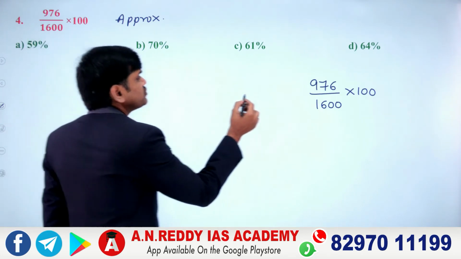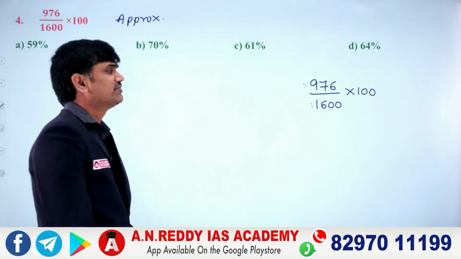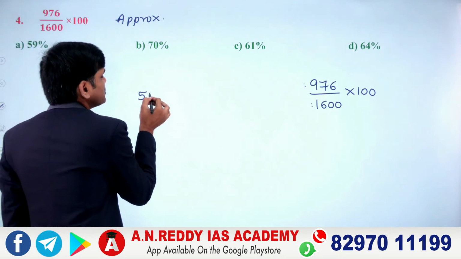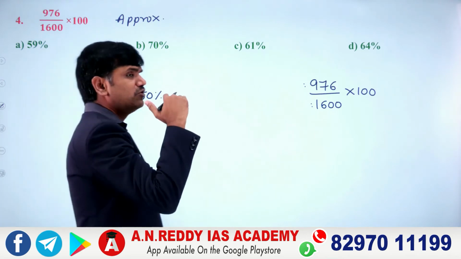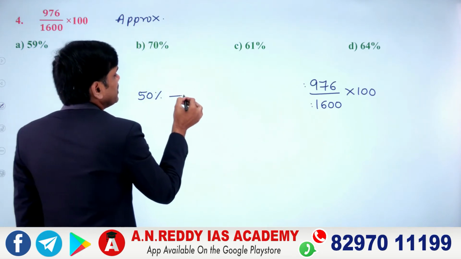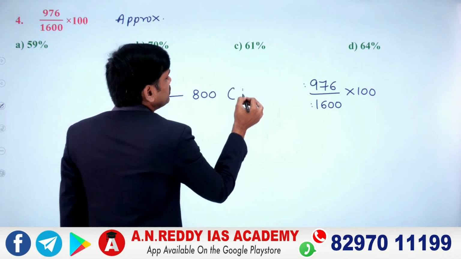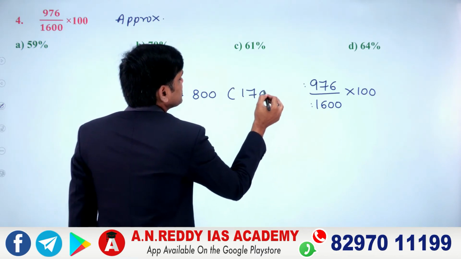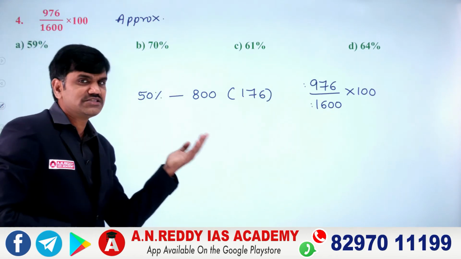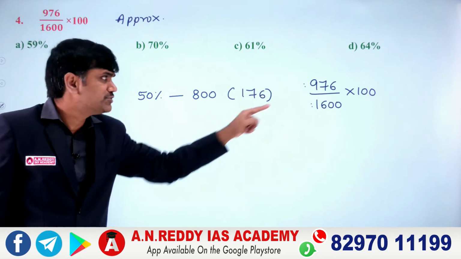So 976 by 1600 into 100. Now I am very much sure that it is more than 50% of this. So 50% of that will be how much? As it is not nearer, I will directly go back to 50%. From there on, I will start my analysis. So 50% of 1600 will give you how much? 800. How much more I should go, dear? 176 more I should go. From here on, I have to add 176 more to reach my target. For 800, I have to add 176 to reach my target.